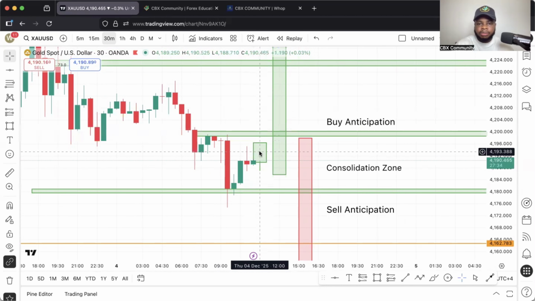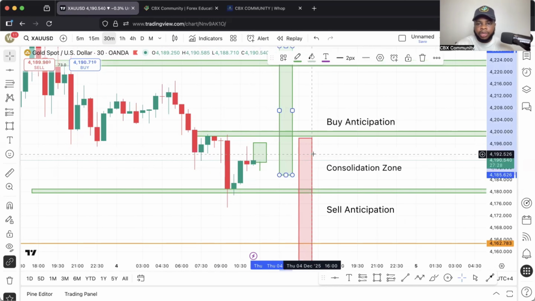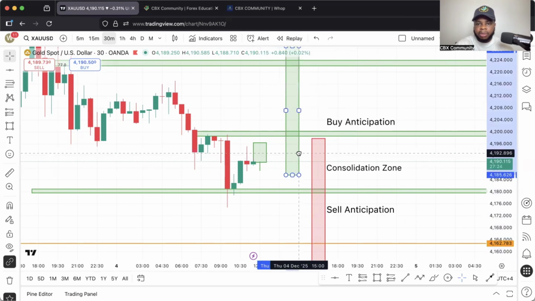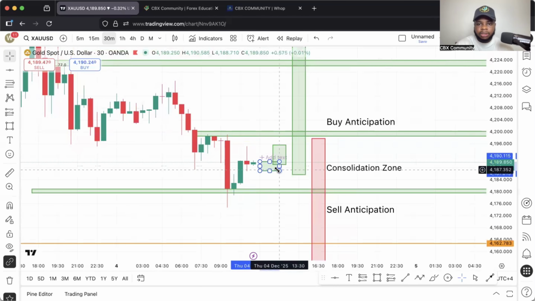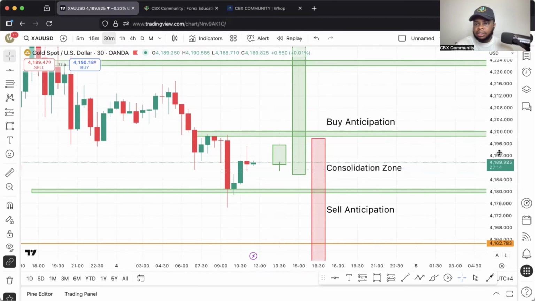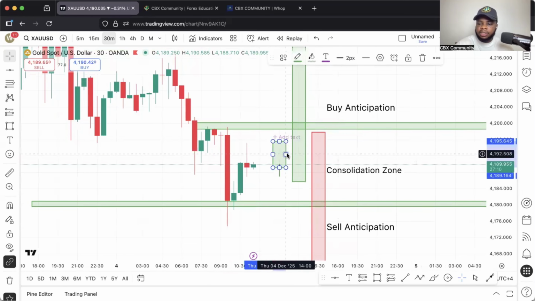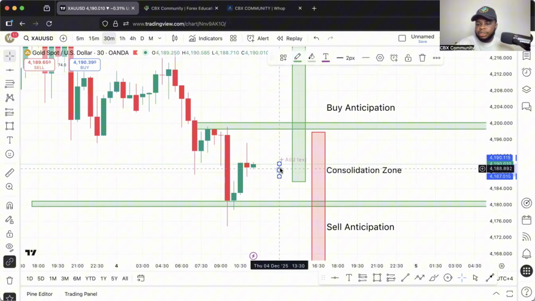Since this is the beginning of this candle, let me adjust this so that we'll be able to have a clear view of what the market is doing. I don't think I still need this candle, since it has closed. This 30 minutes candle has closed as a rejection bearish candle.